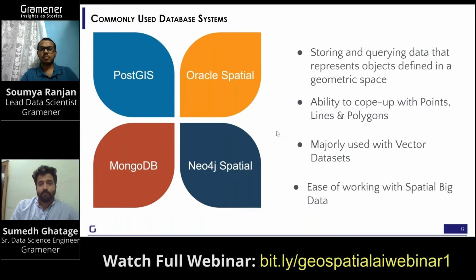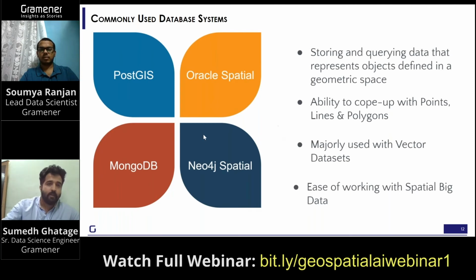Generally, the database systems earlier were for attribute related data that does not have a spatial component in it. By spatial, what I mean is it does not have location information. That might be a polygon geometry, line geometry, or point geometry.